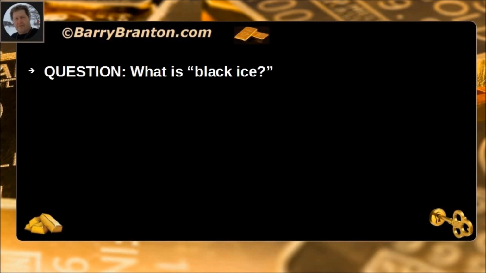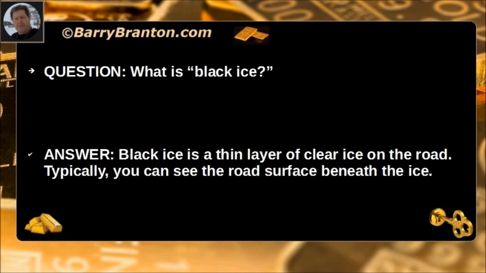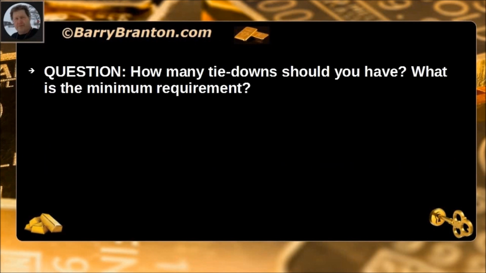What is black ice? Black ice is a thin layer of clear ice on the road. Typically, you can see the road surface beneath the ice. How many tie downs should you have? What is the minimum requirement? 2.